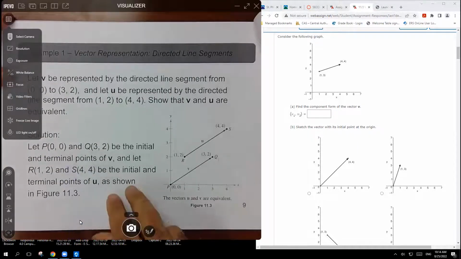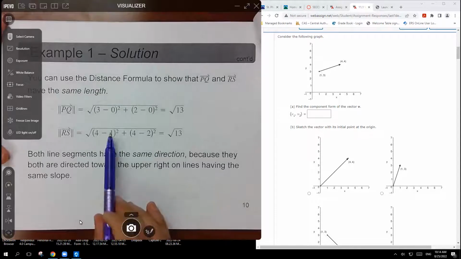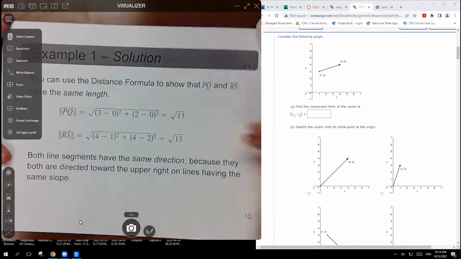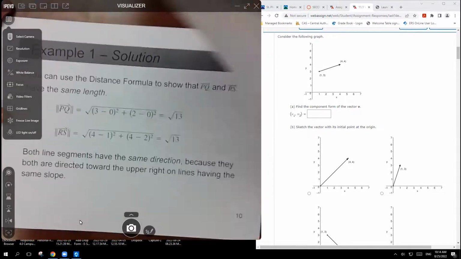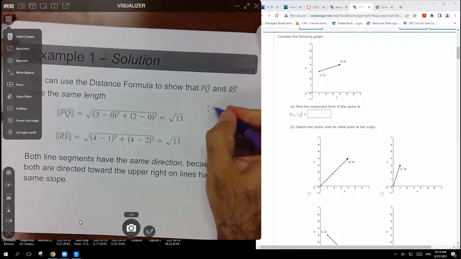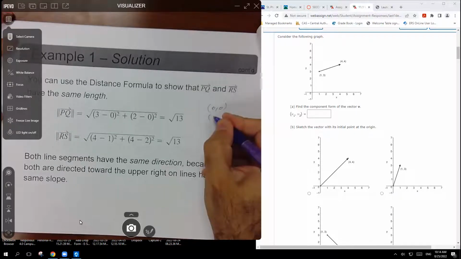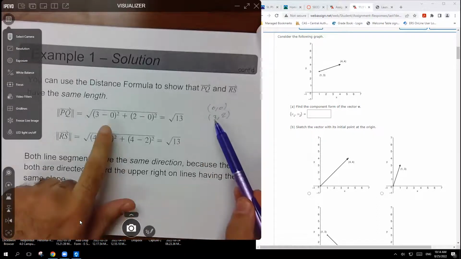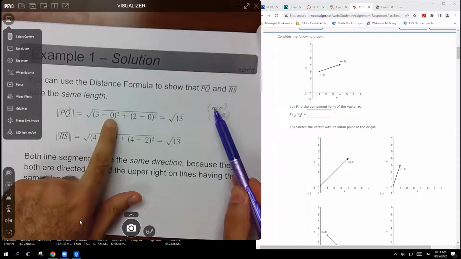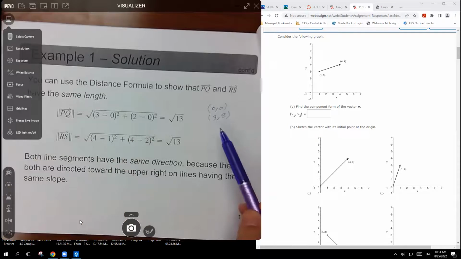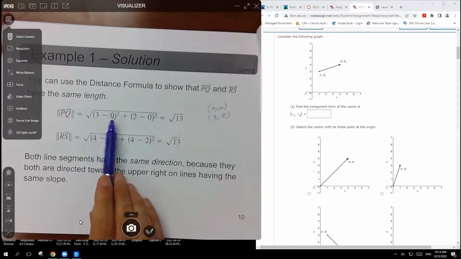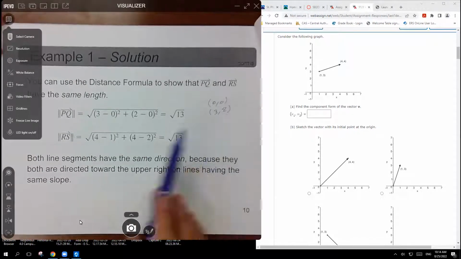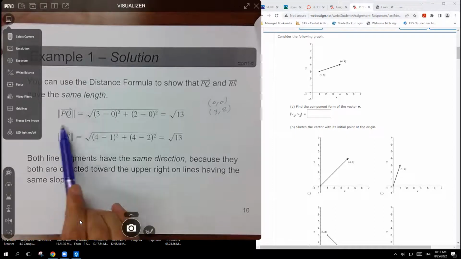Here are the 2 points. We're going to use the distance formula between the first point, 0, 0, and 3, 2. So the distance formula is going to be the square root of 3 minus 0 squared plus 2 minus 0 squared. That means it's going to be 9 plus 4, which is the square root of 13. This is the distance between point P and Q, which is the first vector.